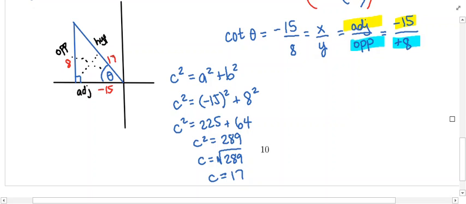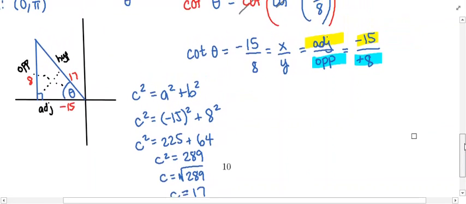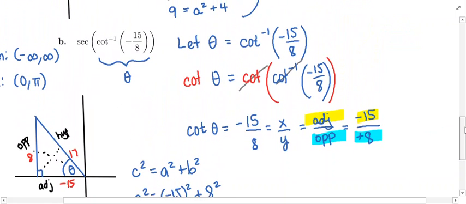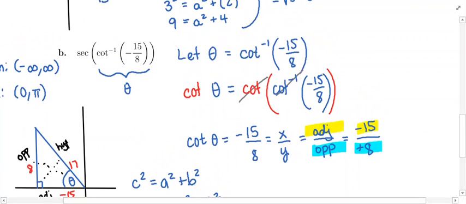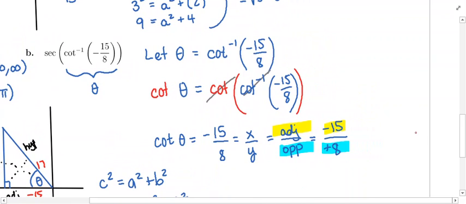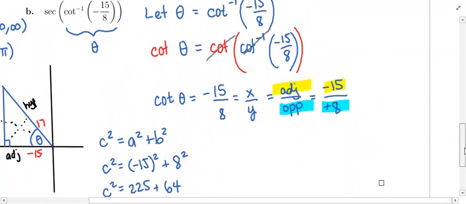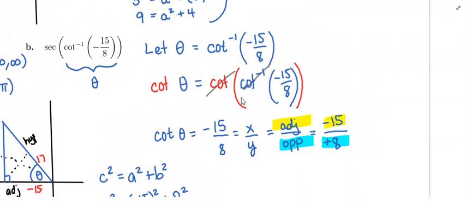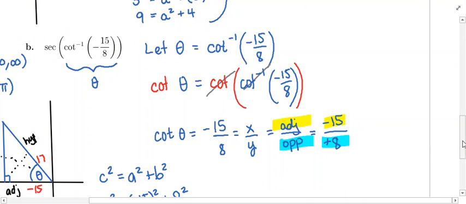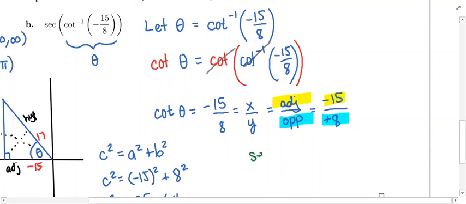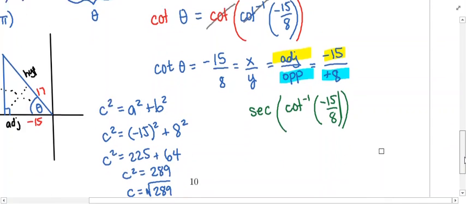Okay, our right triangle has been labeled. So now that we have the right triangle labeled, we can return to the original problem and figure out the answer. Let me see, where do I have room to do this? I guess I will do this at the bottom. I'll put it in a different color. So we are trying to compute the secant of the cotangent inverse of negative 15 over 8. Okay, so we're starting over. Now we will apply our work.